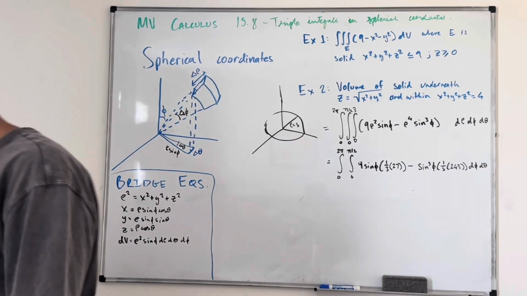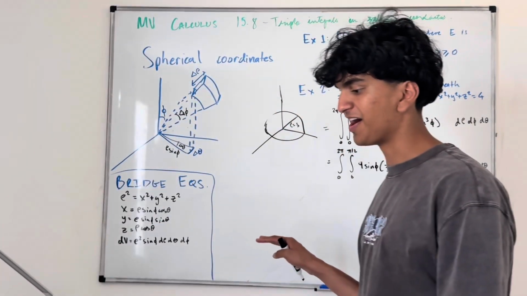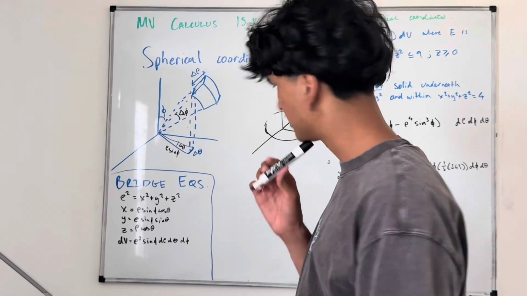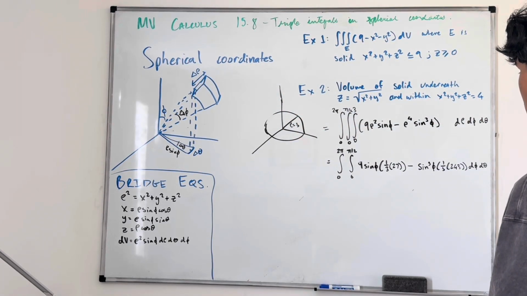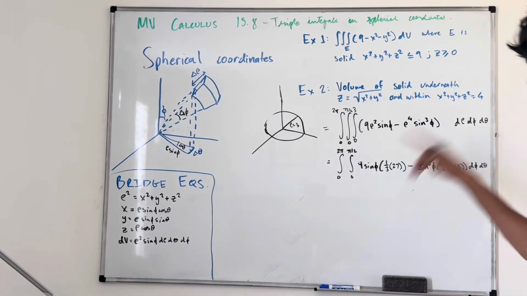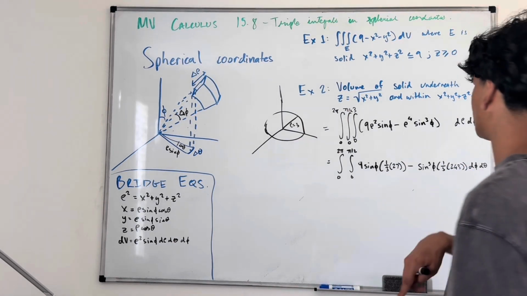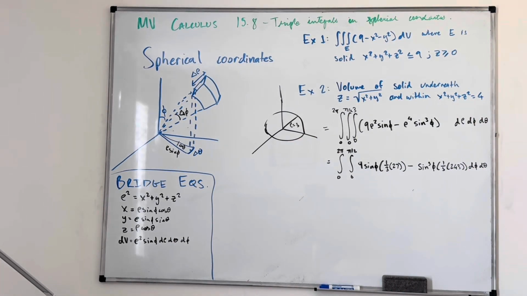Okay, we're just gonna leave it like this. Oh, okay. I can factor out a sine phi. It would end up having integration by parts.